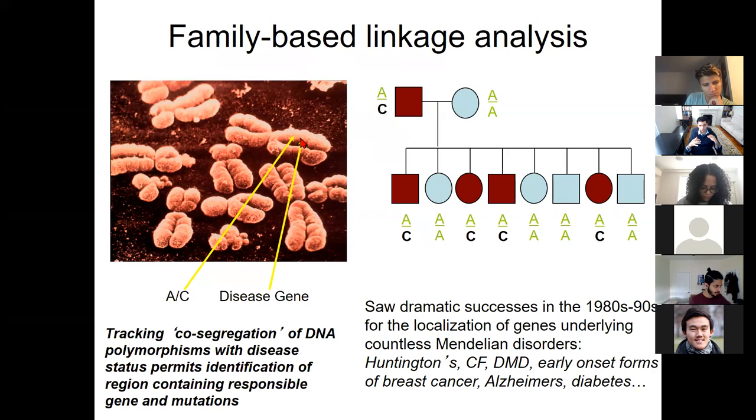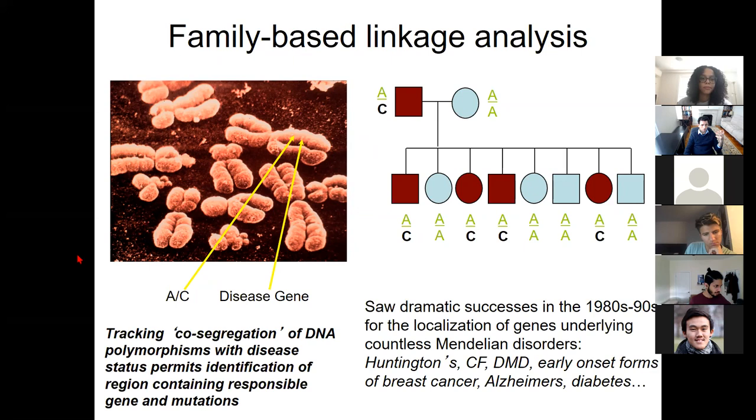It depends on how many crossovers you have per unit of distance, to track the co-segregation of DNA polymorphisms with disease status, allowing the identification of the regions containing the responsible genes and mutations, okay? So this allowed you to say, aha, I now have a co-inheritance of this marker with my disease gene, and that allows me to start mapping disease genes near markers. And that basically saw dramatic successes in the 80s and 90s for the localization of genes underlying countless Mendelian disorders.